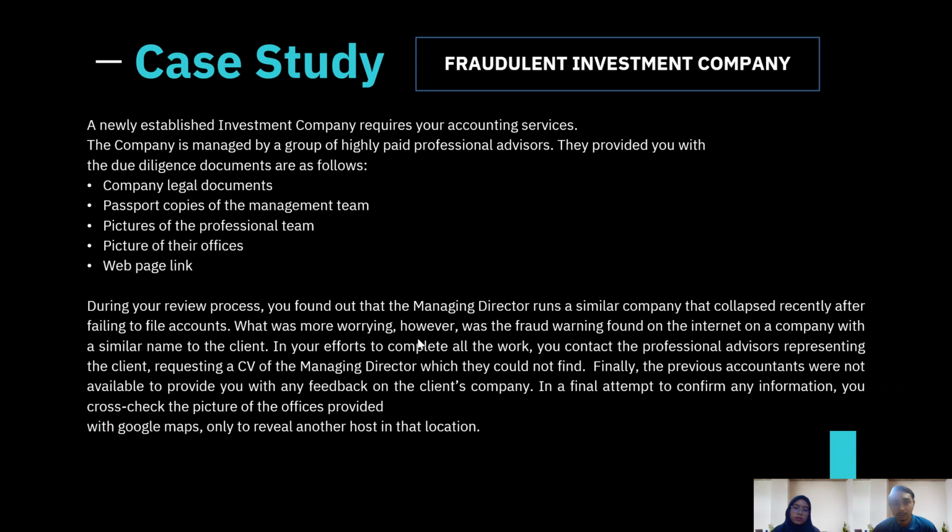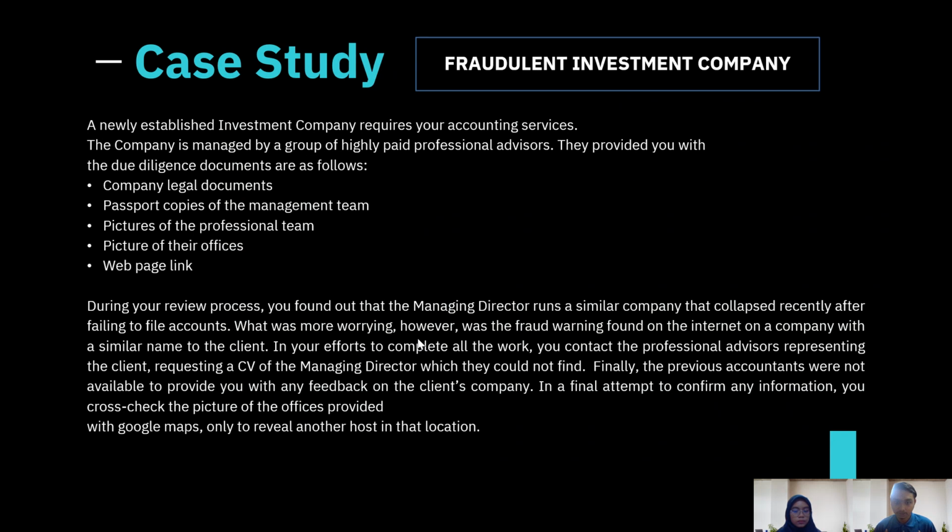Next, I will go with the case study. The topic is fraudulent investment company. Okay. Fraudulent investment company ni adalah a newly established investment company requires your accounting service ataupun kitalah as accountant. The company is managed by a group of highly paid professional advisor. So professional advisor ni provide accountant dengan company legal document, passport copies of the management team, picture of the professional team, picture of their officers and web page link.